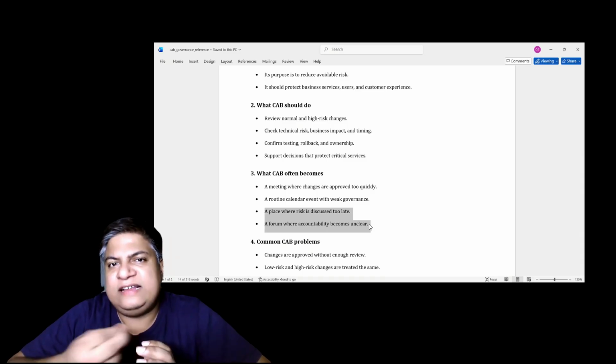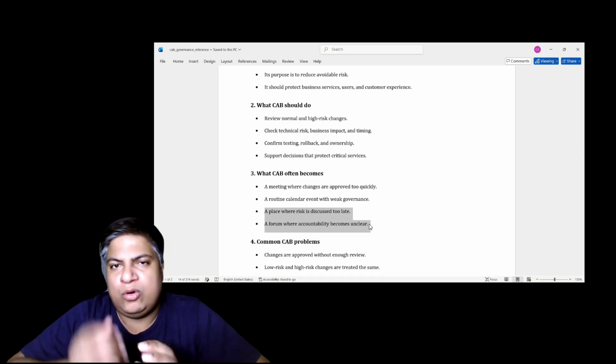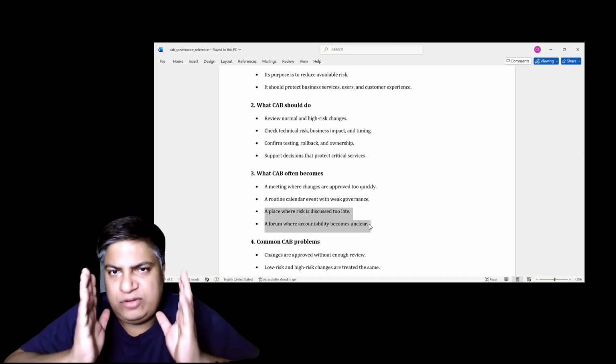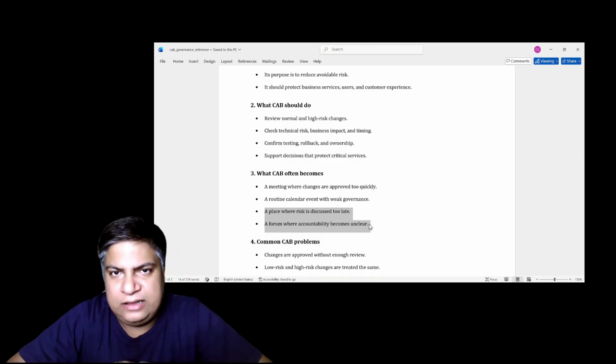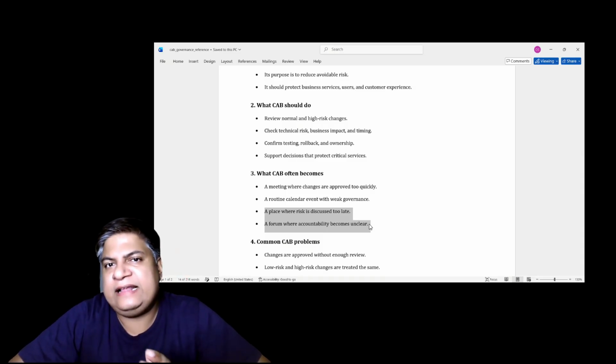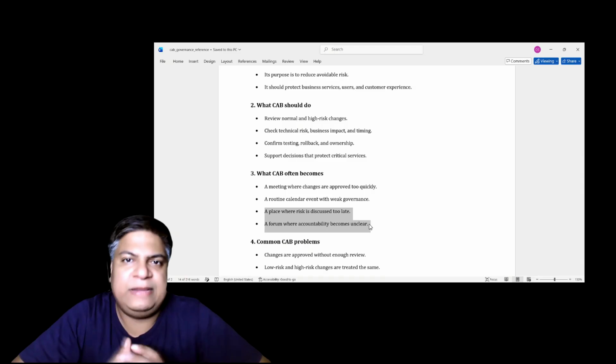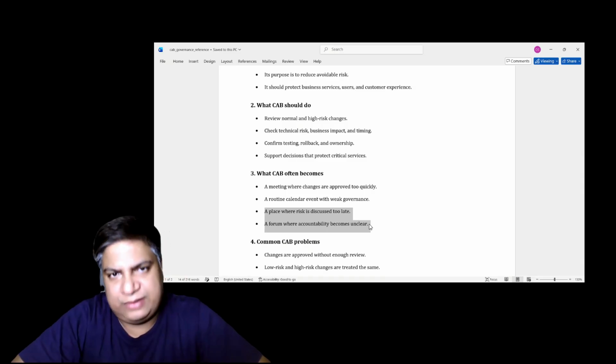Who is the owner of that change? Who is the accountable person? Who is the point of contact in case of any issue? All these things should be properly discussed. But if it is not happening, then we can say we have weak governance. And when we have weak governance, it is because of this CAB meeting. This is one of the parts of that weak governance.